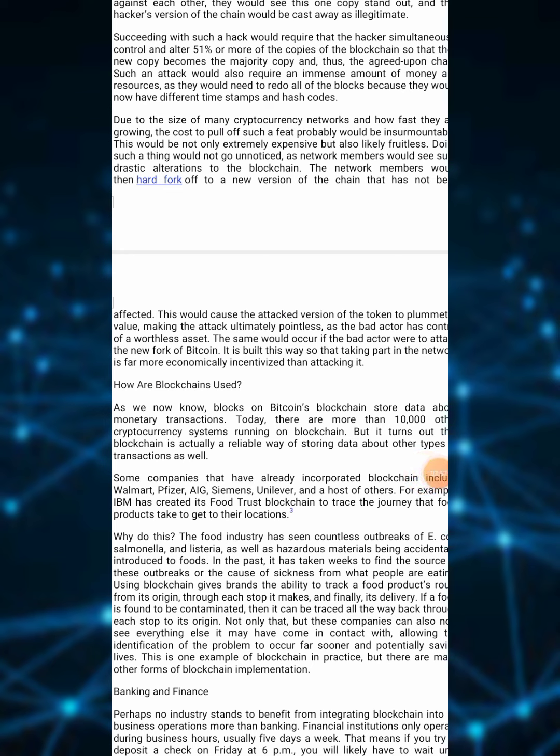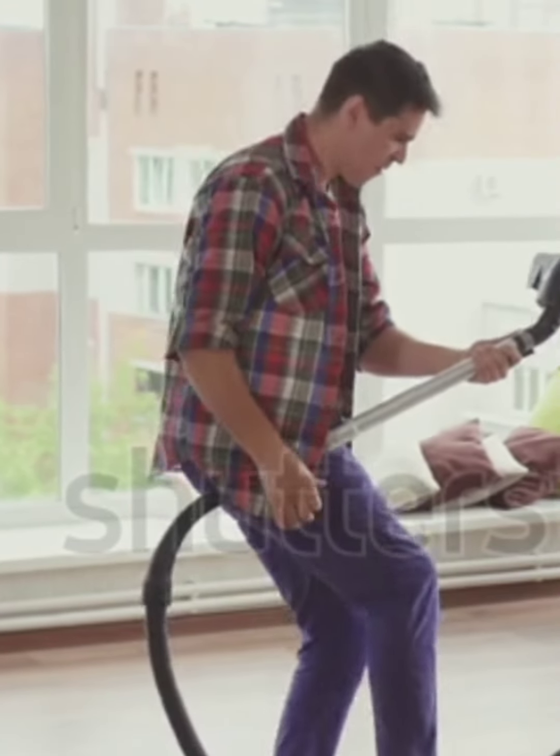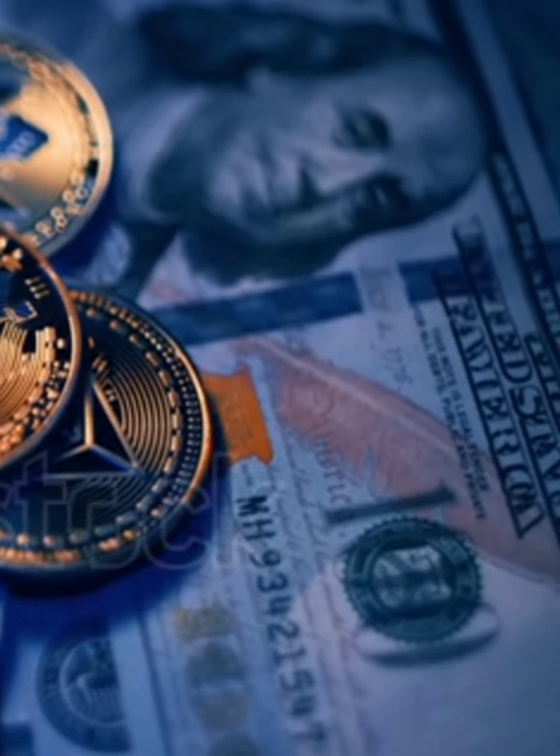Having known that blockchain technology is actually secure, how are blockchains used? Okay, so blockchains are used in many ways. As we now know, the Bitcoin blockchain stores data about monetary transactions. Today, there are more than 10,000 other cryptocurrency systems running on the blockchain. But it turns out that the blockchain is actually a reliable way to store data about other types of transactions as well.